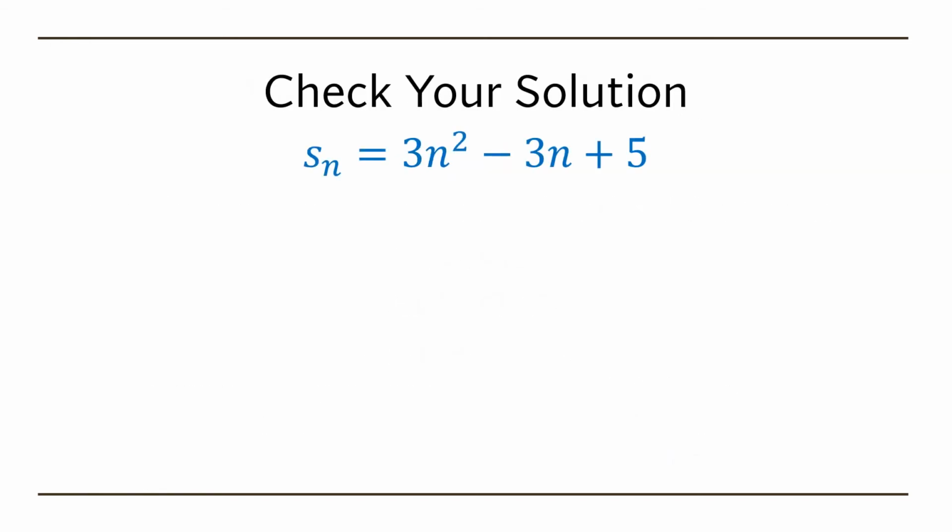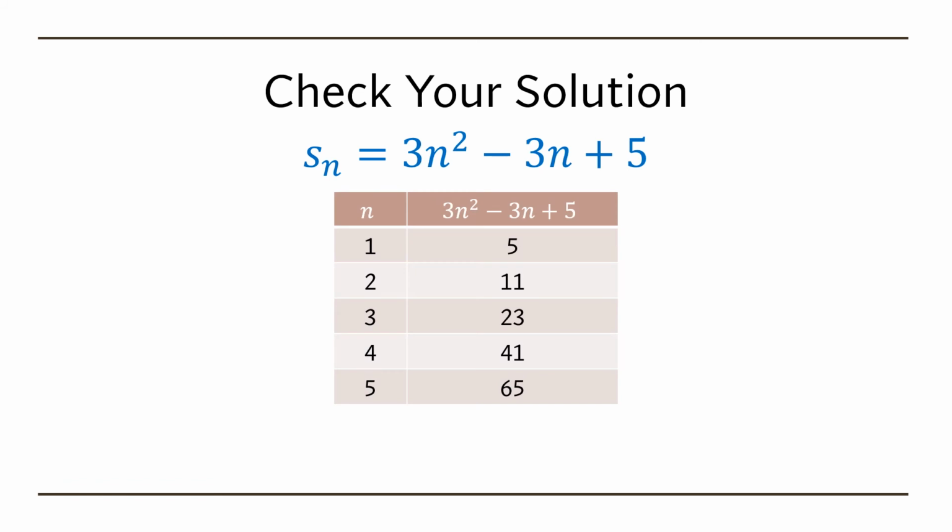And so now we can check the solution to see if it is correct. So here we have the whole quadratic. S sub n is equal to 3n squared minus 3n plus 5. And when you do the computation with a calculator or a spreadsheet, you can easily see that the 5, 11, 23, and 41 and 65 are indeed the original sequence.